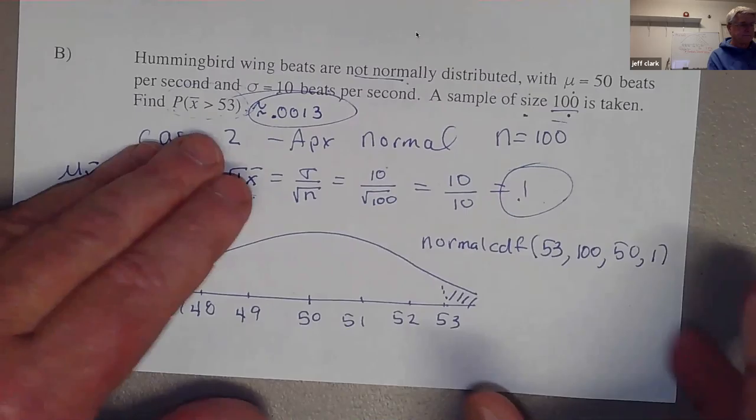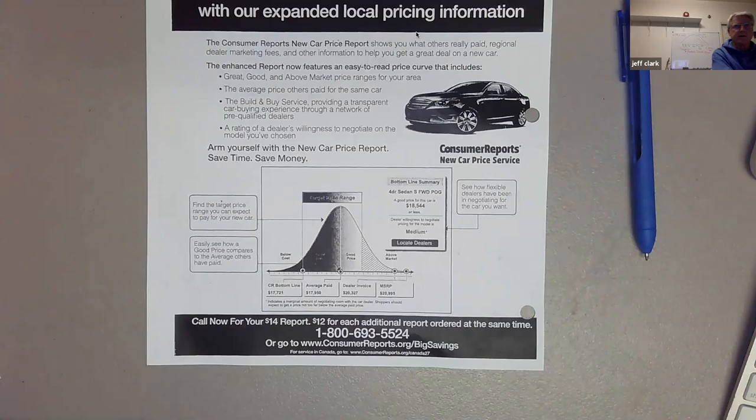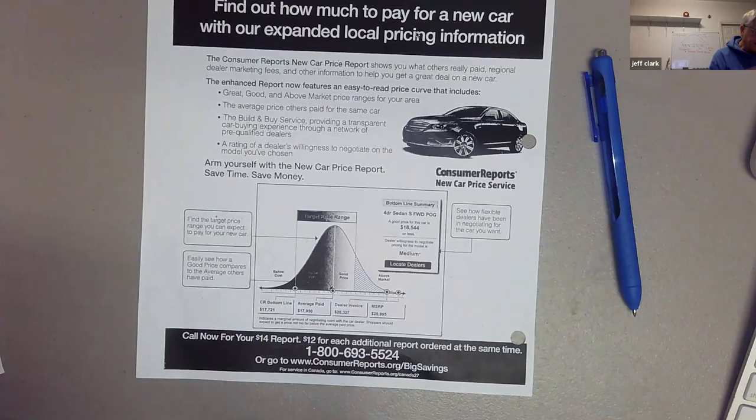Okay, flip the page. I just got this image, actually stole this page, and took a picture of it while I was in the dentist's office, out of a magazine. You may have seen this on television, like truecar.com. Anyway, what was interesting is they had a normal bell-shaped curve that they use for consumer reports here.